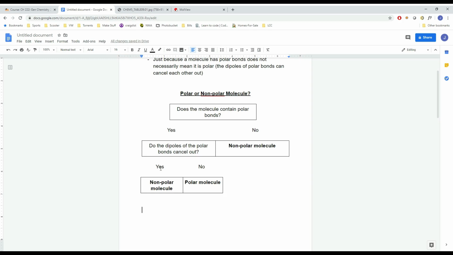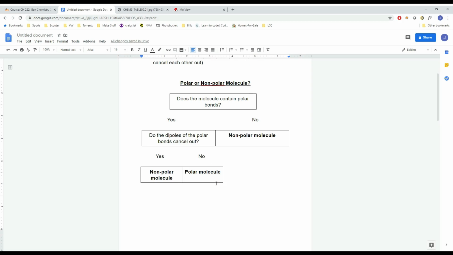But if the answer to this question is yes, well, you have polar bonds, but you have a non-polar molecule. Now, if the answer is no, if they're not canceling out, that means the molecule has an uneven distribution of charge across it somewhere. An uneven net distribution of charge, I should say. And that gives you a polar molecule.